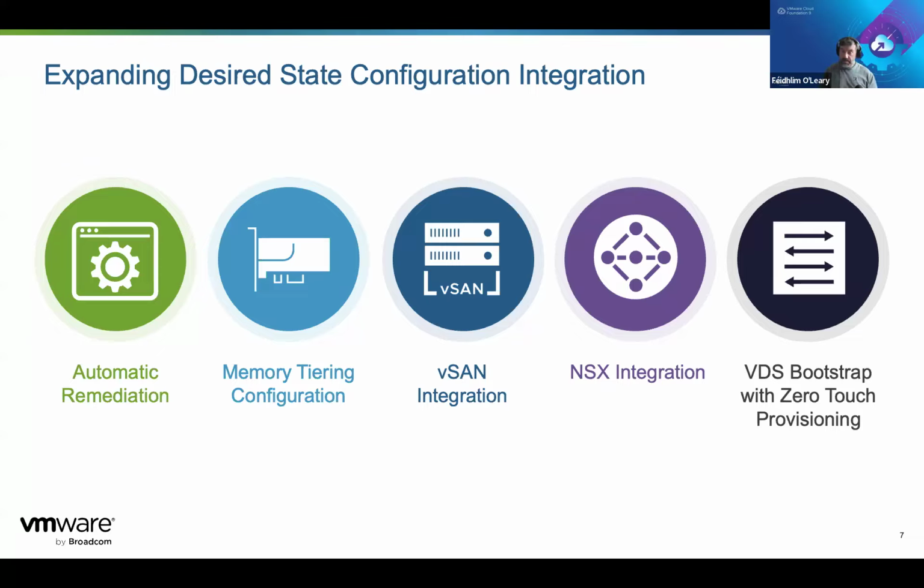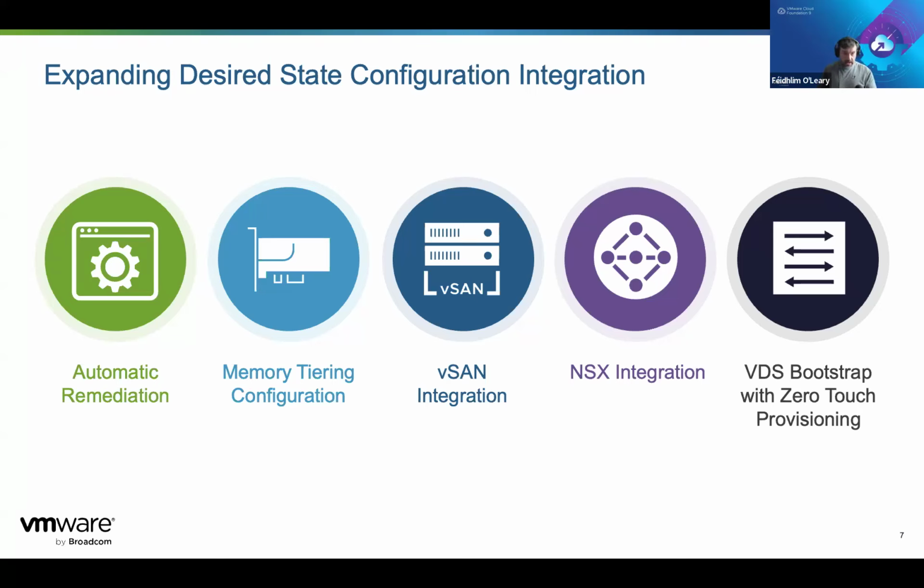Memory tiering was introduced in vSphere 8 update 3 as a tech preview, GA in 9.0, and expanded on in 9.1. That is not the only way. You can still use some of the CLI options to apply memory tiering, but vSphere configuration profiles is currently the recommended way to do that.